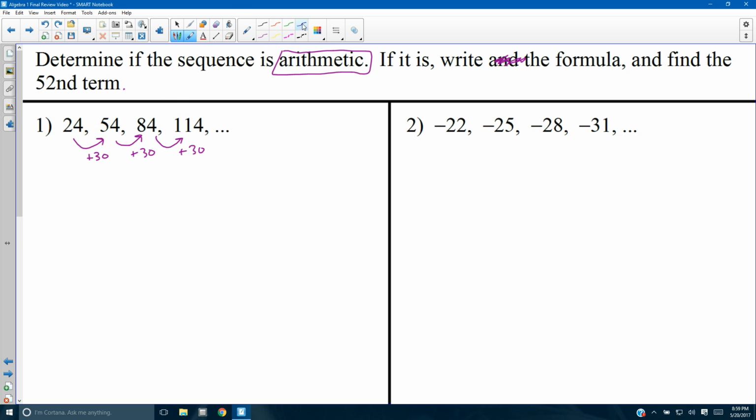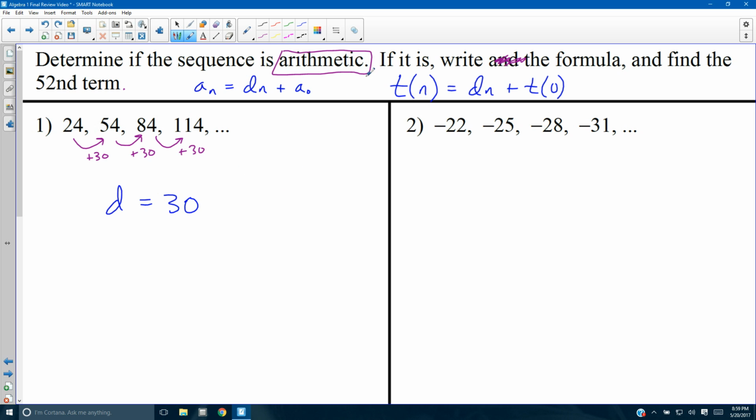Now, D is the letter that denotes the common difference in itself. D is the number 30, and it's a positive 30. We add 30 to go from one term to the next. As far as the arithmetic sequence goes, the formula is written like this: T sub n equals D times n plus T sub 0. You might also see it as T of n equals D times n plus T of 0, or A sub n equals D times n plus A sub 0. You might see one or the other.